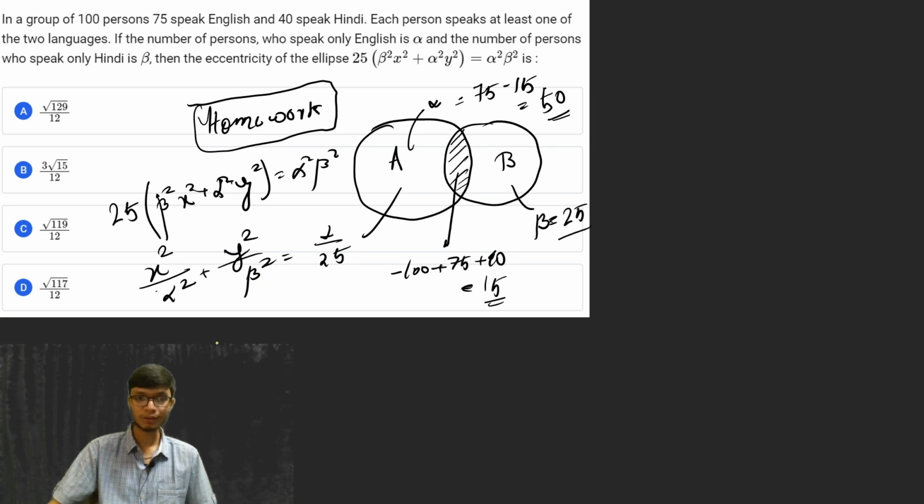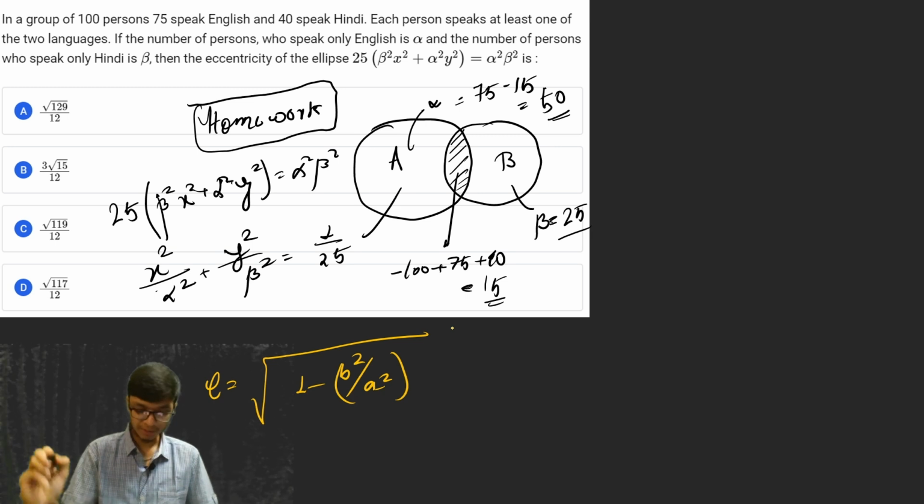I will leave you to solve this directly. The eccentricity is basically the square root of 1 minus b square by a square. As you can see, this is a very simple problem, and yes, these types of problems are also possible in your examination.